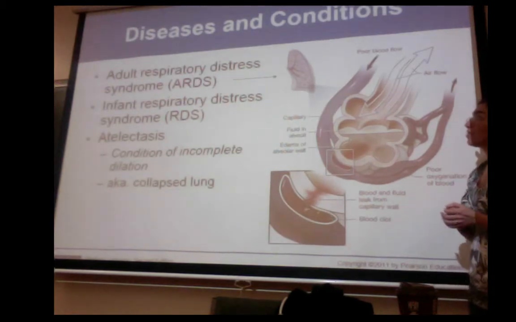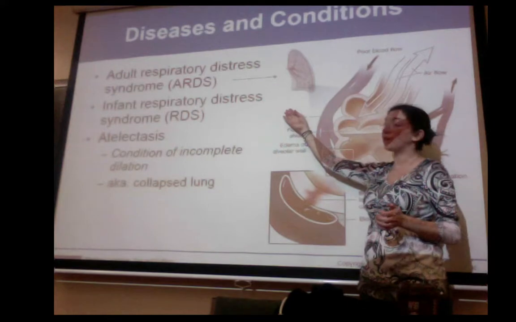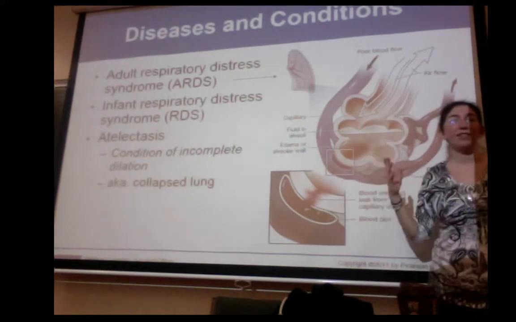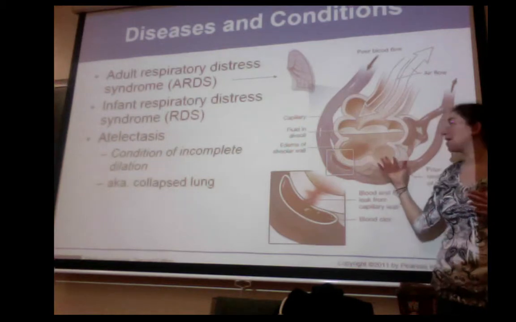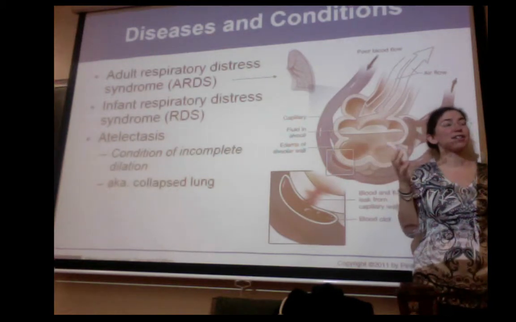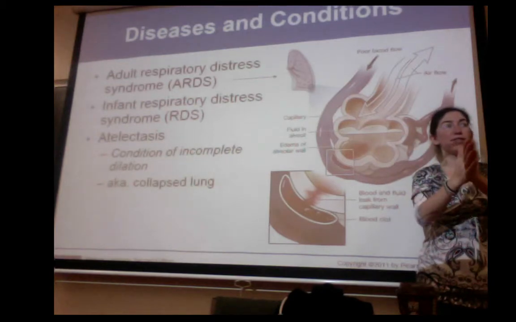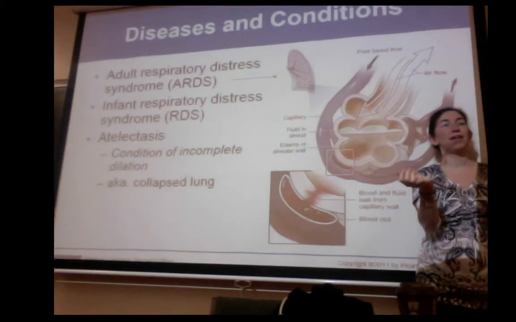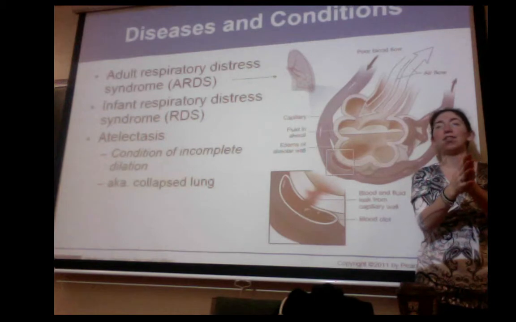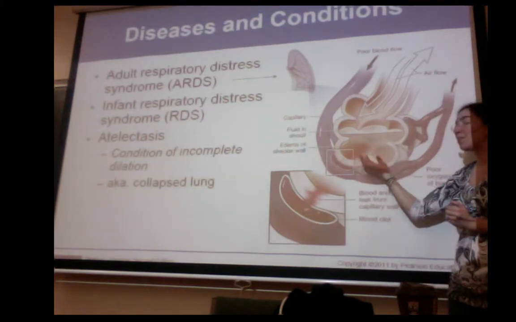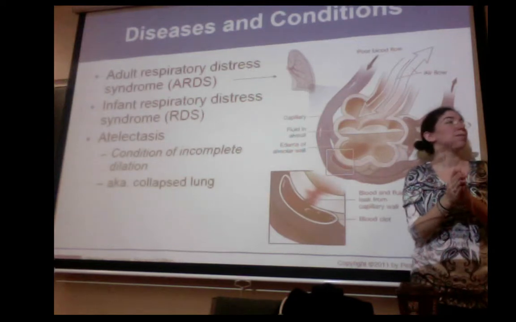Adult respiratory distress syndrome and infant respiratory distress syndrome are similar in that what happens in respiratory distress is that the alveoli, those air sacs, collapse. So when you breathe out, your alveoli close, and then when you breathe in, they open. So the problem happens if they close and then don't open back up again.